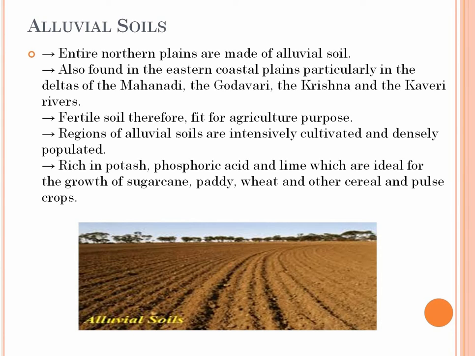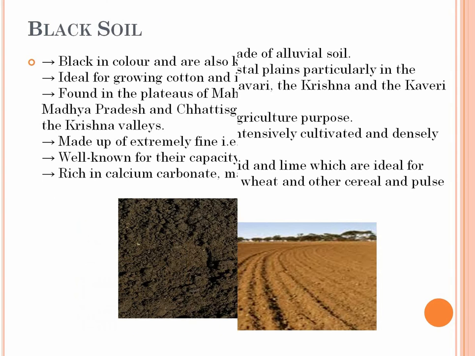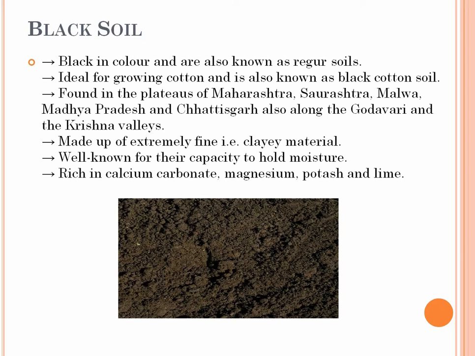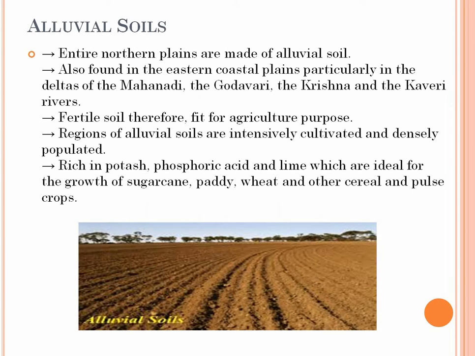And the alluvial soil has more potash, phosphoric acid and lime, which is good for growing sugarcane, paddy, wheat and other cereal and pulse crops. Okay, and next, I didn't tell you about the alluvial soil. It has two major types: bhangar and khadar. Bhangar is old alluvial soil. Khadar is new alluvial soil.